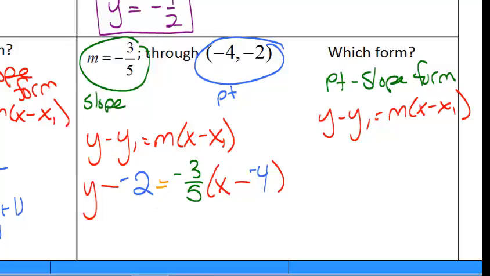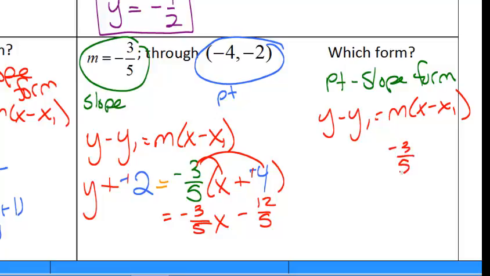Now, technically, this is an answer. It's just not in the form that they were asking us for. So we're going to clean this up a bit by distributing, combining like terms, solving for y. So negative 3/5 times x is negative 3/5 x. Negative 3/5 times positive 4, that's a negative 12/5.